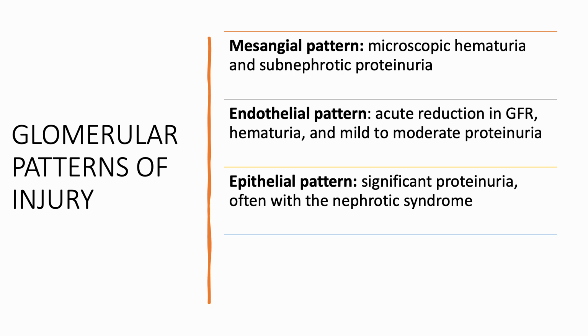And the prime example is IgA nephropathy. IgA, the antibodies are deposited in the mesangium. And you have microscopic hematuria, sometimes gross hematuria, and subnephrotic proteinuria. Usually it's less than 3.5 grams per 24 hours, so that makes it subnephrotic. There are many exceptions, of course.